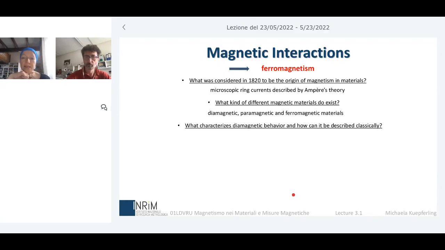What characterizes diamagnetic behavior, and how can it be described classically? Now think about susceptibility. The susceptibility of a diamagnetic material. What is it?